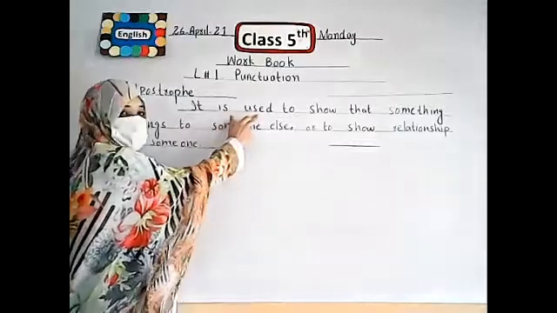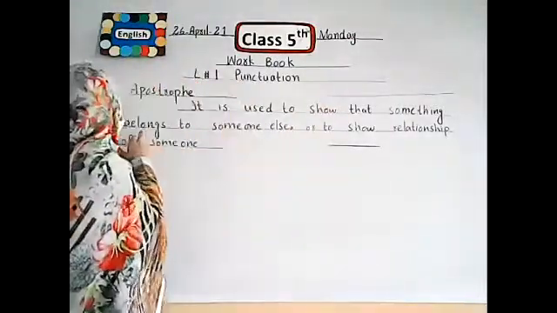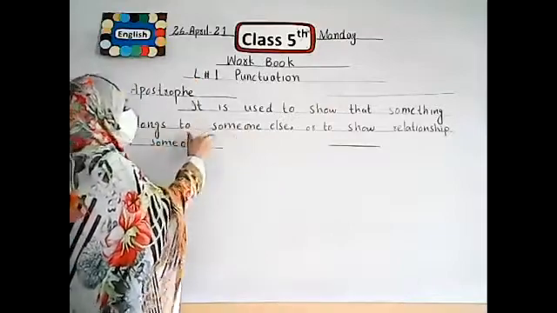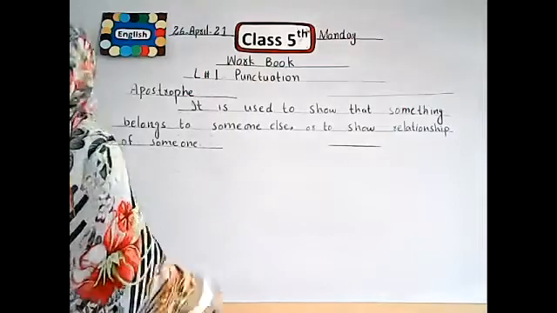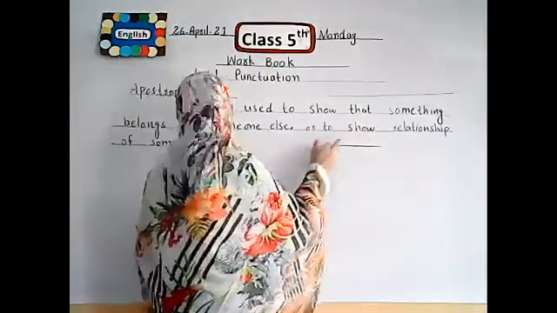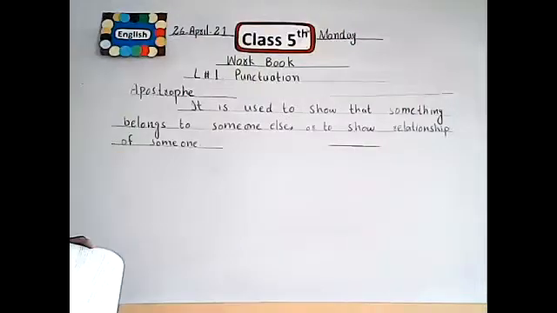It is used, ये इस्तेमाल किया जाता है to show, दिखाने के लिए, that something, किसी चीज का, belongs, ताल्लुक रखती है, to someone else, किसी इंसान के साथ, किसी चीज का किसी इंसान के साथ रिलेशनशिप को या उसके ताल्लुक को शो करने के लिए हम apostrophe का साइन यूज करते हैं. To show relationship between two things, we use the sign of apostrophe. Now I write the example of this.